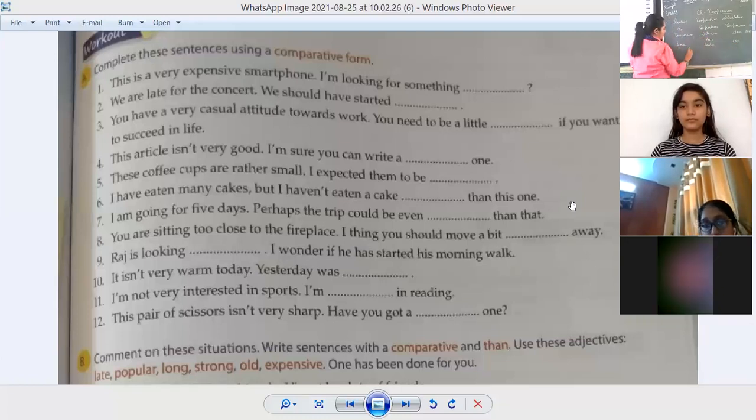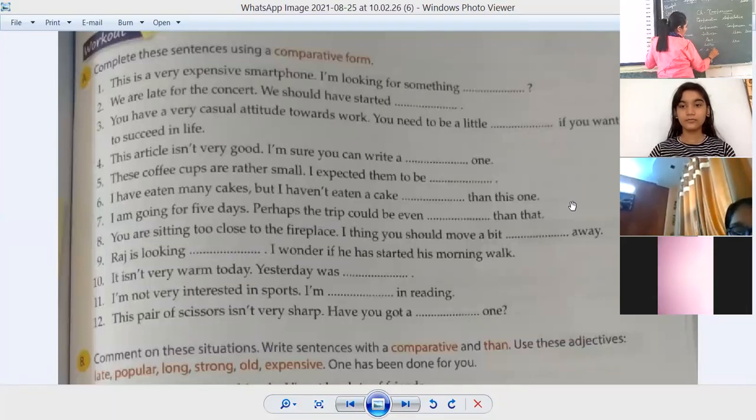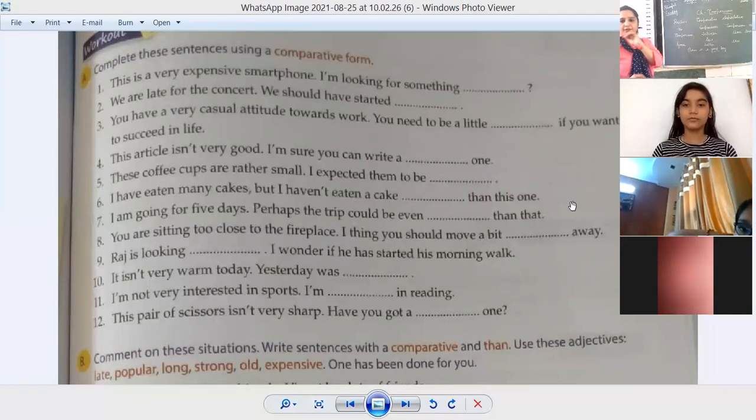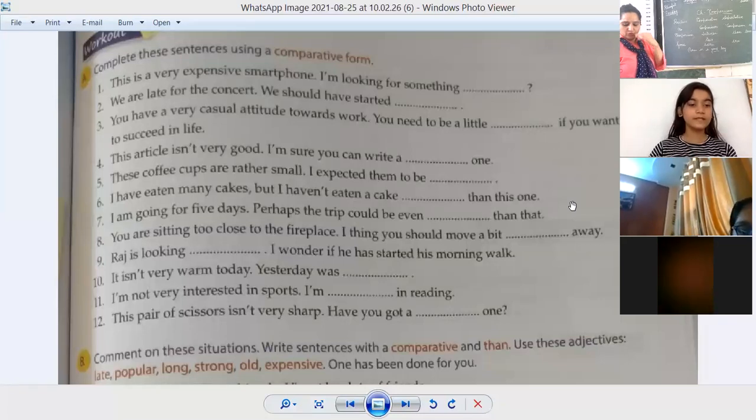Like Ram is a good boy. Here I'm not making any comparison. I'm simply saying Ram is a good boy. So it is a positive degree. Fine. Am I clear, children? Ram is a good boy. So it is a positive degree.